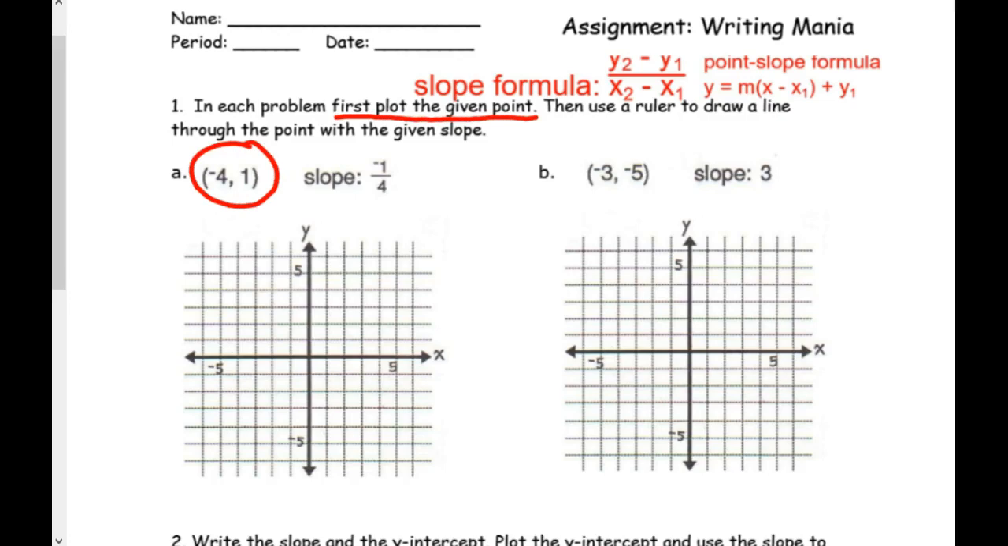Plot the point. Can you plot this point? Maybe do it right now. Negative 4 means to the left 4. Positive 1 means up 1. Can you put a point right there? Right now, maybe? Instead of looking at your phone? Negative 4, 1, put a point there, right?